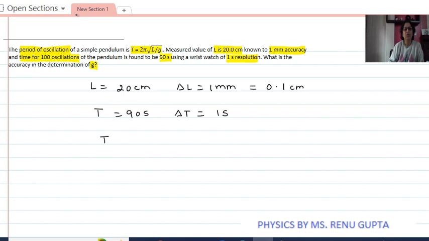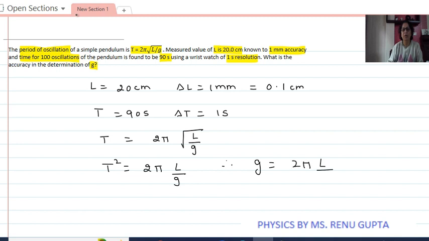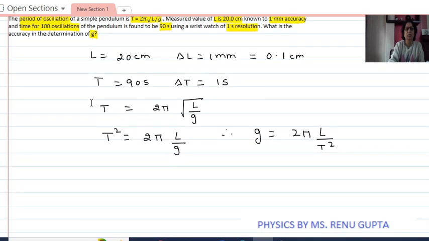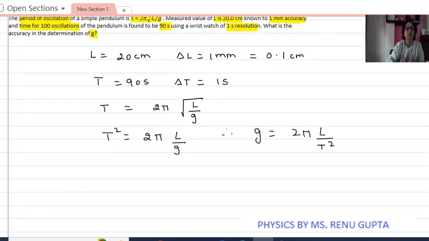Now we are given T equals 2 pi under root L upon g. Squaring both sides we get T square equals 4 pi square L upon g. Therefore g equals 4 pi square L upon T square. When we do the squaring of both sides, 2 pi becomes 4 pi square, but since 4 and pi are constants, they will not give any error.